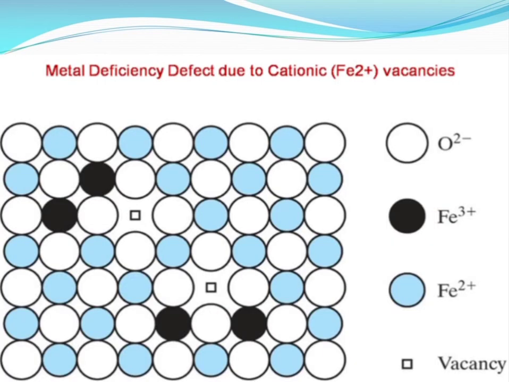So the metal deficiency defect due to cationic vacancies is shown here. This represents a vacancy, and this is Fe3+ which is shown dark in color, and this is oxygen, this is Fe2+, this is Fe3+, shown dark in color, and this is a vacancy.